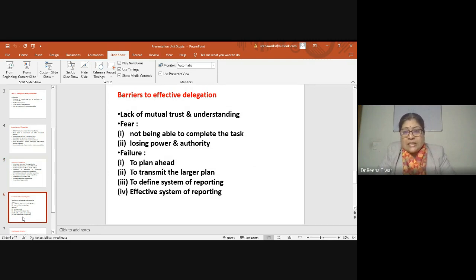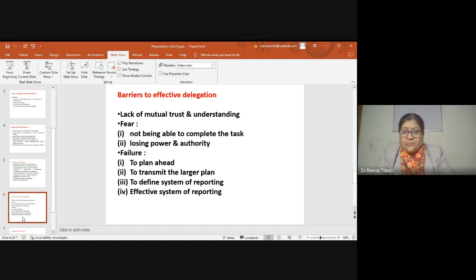But when the head teacher is delegating the task to different individuals or subordinates, there may be some barriers too. I have already talked about how, if there is a lack of mutual trust and understanding between the head teacher and the subordinates, it will not be possible for the head teacher to delegate any responsibility or task, because it can be both ways. Neither do the teachers trust the HOD, nor does the head of the institution understand the different teachers or their needs, their expertise, their competence. So if mutual trust and understanding is lacking, then it will be a barrier.